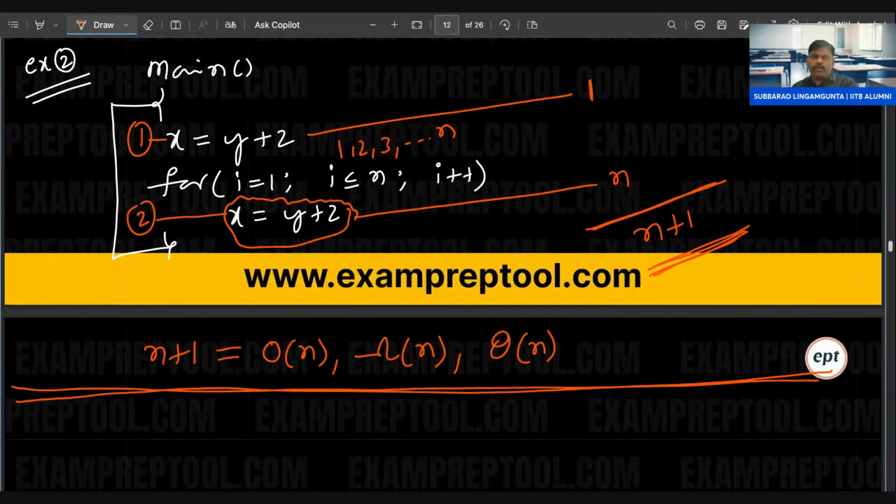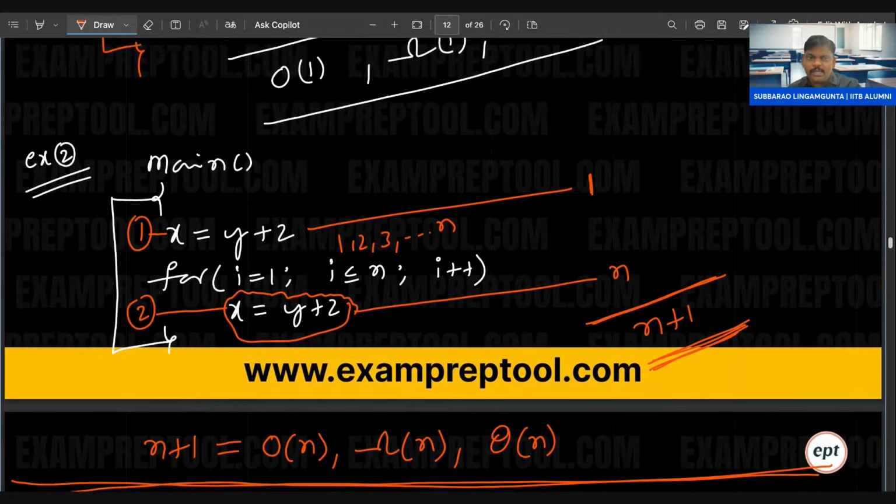Please be careful, everyone. This second problem contains two statements. First statement order of magnitude is 1. Second statement order of magnitude is n. Overall it becomes n plus 1. So the actual answer is n plus 1. But remember, n plus 1 can be written, just forgetting about the constant, as big O of n, omega of n, theta of n, all correct. So for the second problem, the time complexity is n. You can keep any symbol. I hope you are okay with the second problem.